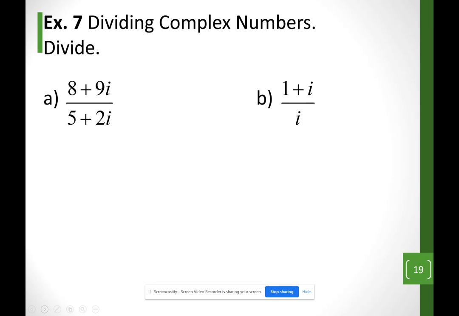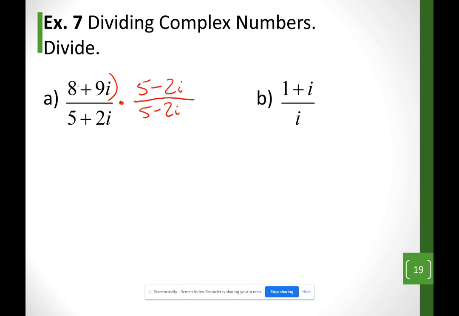Now, what if we have an i at the bottom? We have to get rid of it. Well, what if we have a plus sign at the bottom as well? I'm going to multiply it. We did this with radicals. I'm going to multiply top and bottom with 5 minus 2i. Basically multiplying by 1, right? The top and the bottom of the fraction are the same thing, so I'm multiplying by 1. Do notice that my plus sign, I changed it to minus. So switch the sign. If it was a minus to begin with, I would have changed it to plus.